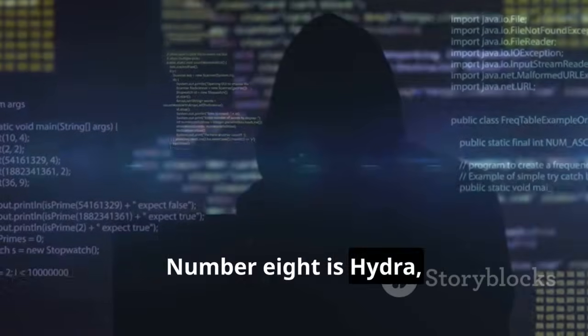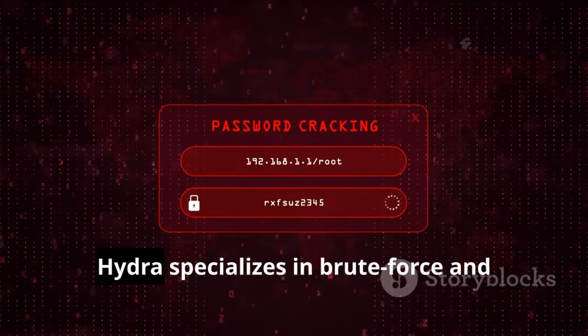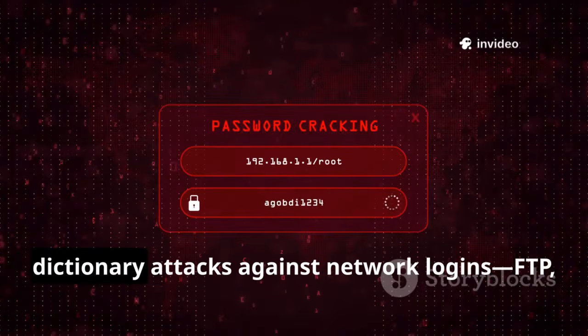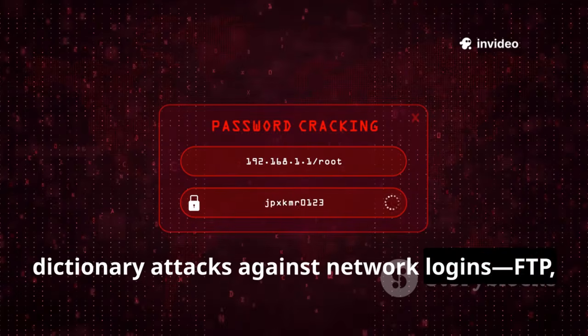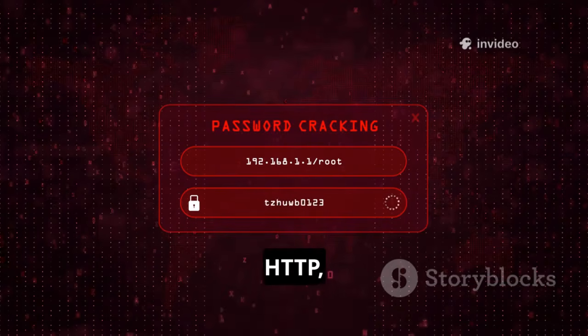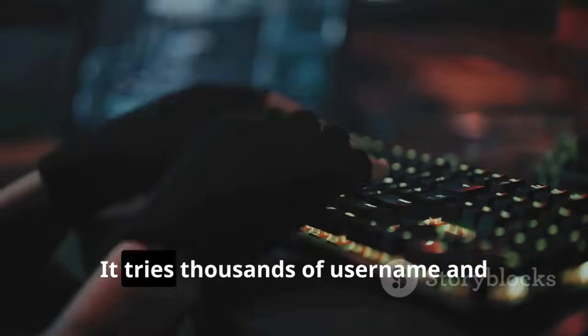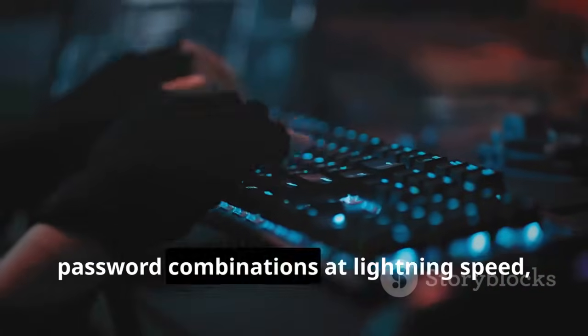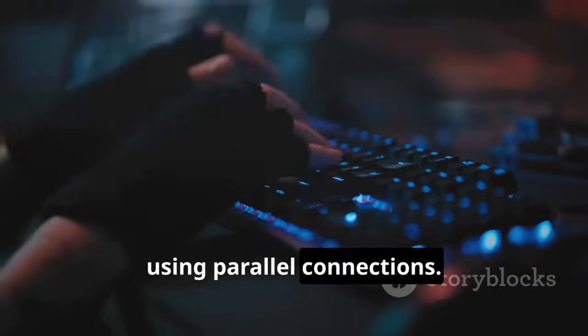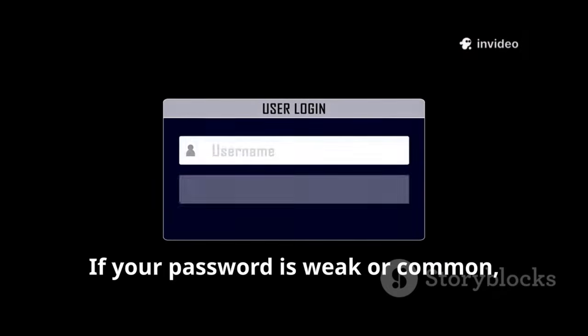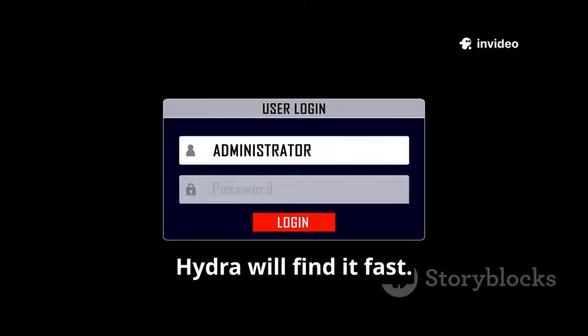Number 8 is Hydra, the relentless password cracker. Hydra specializes in brute force and dictionary attacks against network logins: FTP, SSH, HTTP, and more. It tries thousands of username and password combinations at lightning speed using parallel connections. If your password is weak or common, Hydra will find it fast.